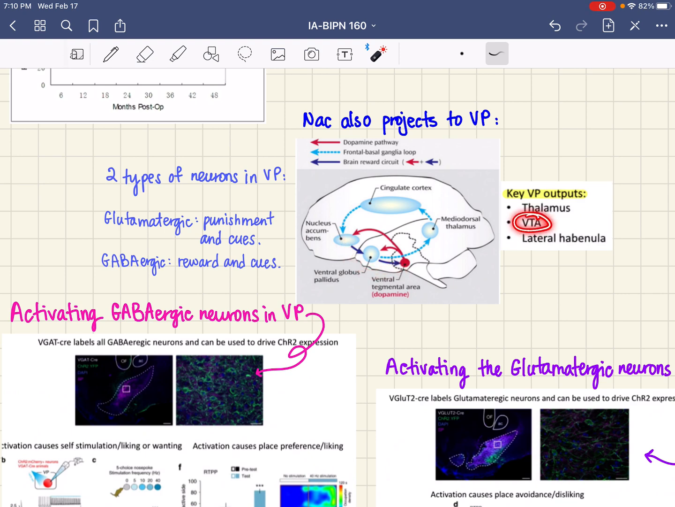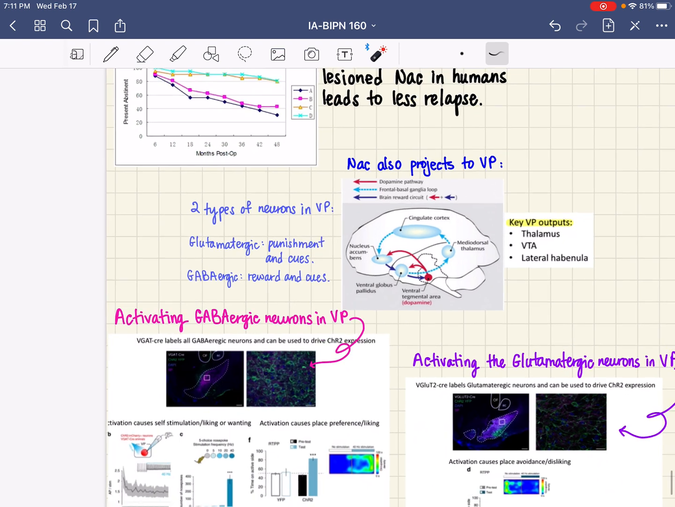So that's one of the outputs of the ventral pallidum, the VP, projects to the VTA. So VTA is one of the outputs. And then I guess it also outputs to the thalamus, but we didn't really talk about it. And then the lateral habenula, we didn't talk about.